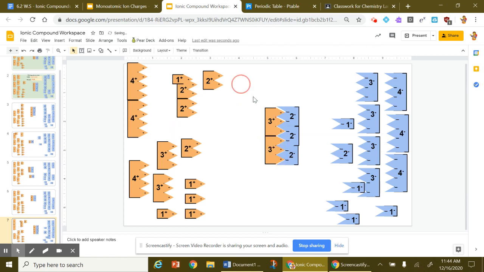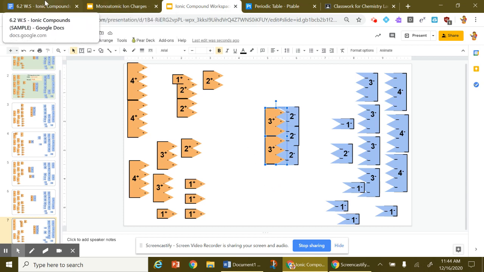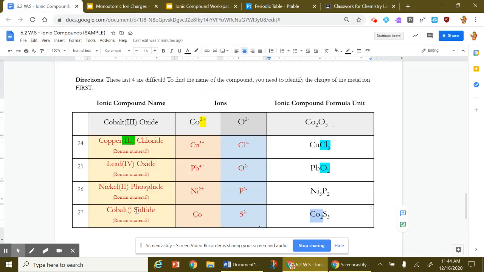Yes, there we go. We've done it. So each of these cobalts here must have a 3 plus charge. So this is cobalt(III) sulfide. Cobalt with a 3 plus charge. Control copy. Control paste. Great.